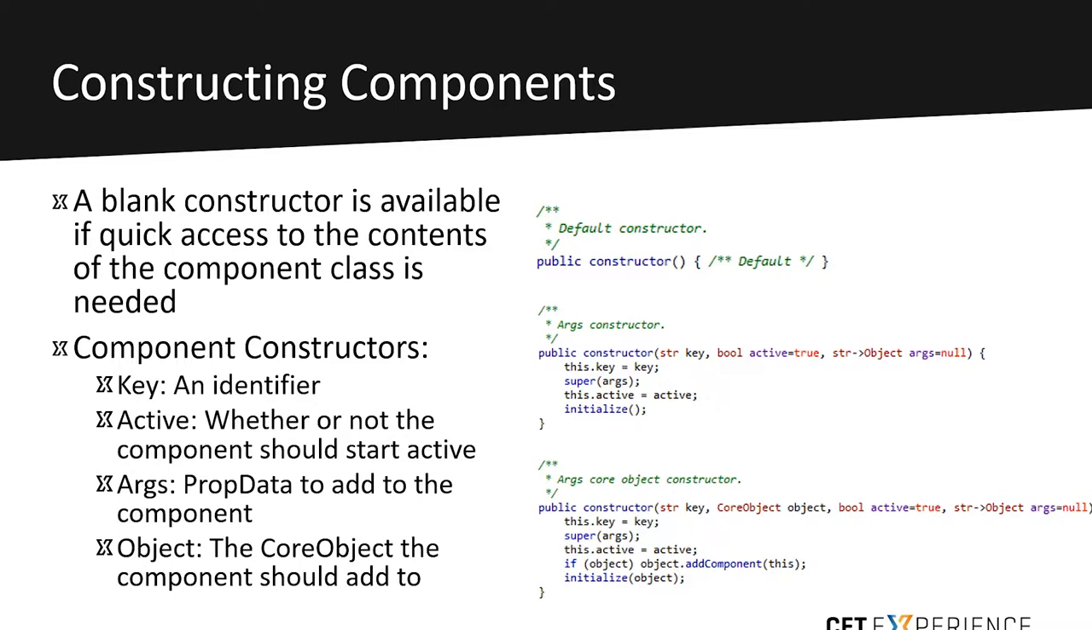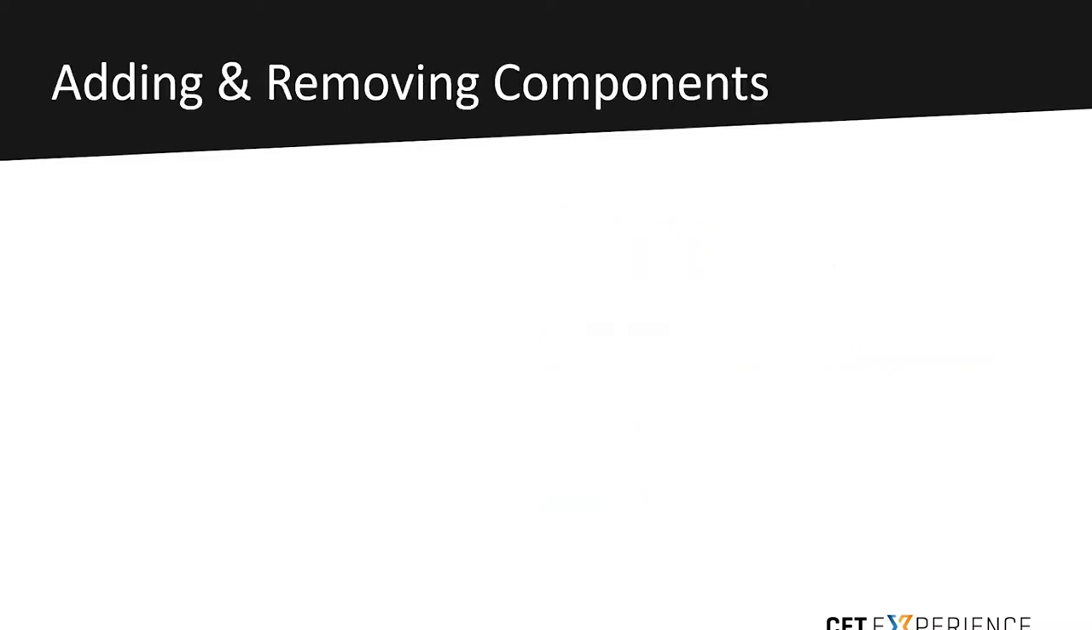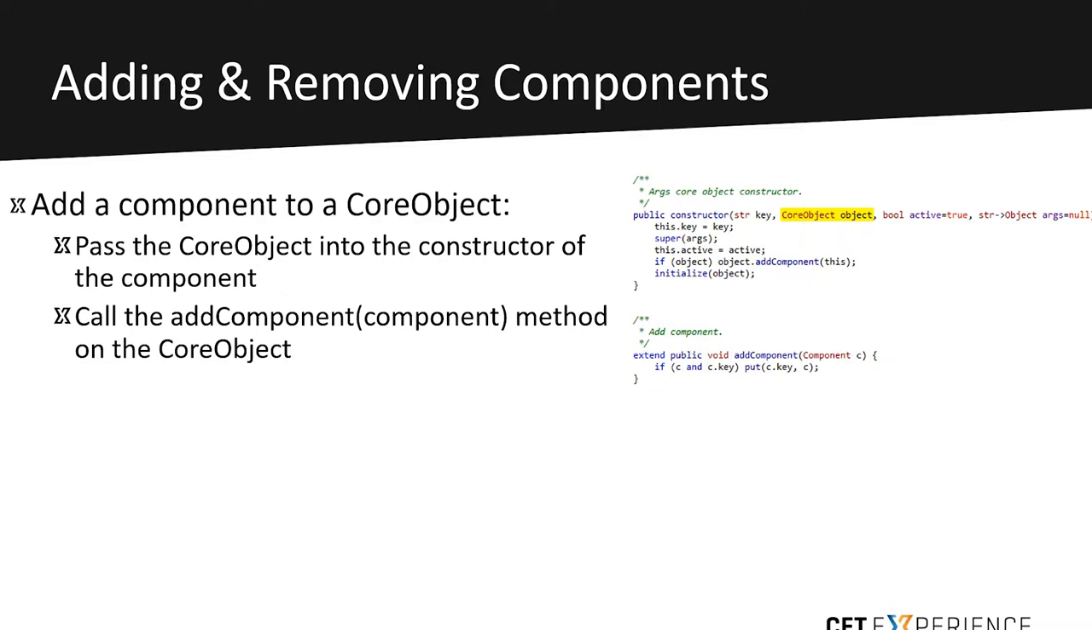So with that, there are two different ways to add a component. The first way, as I just said, is to pass the core object into the constructor of the component, which will add it. Or if you don't want to do that right off the bat and you want to do that later, there is an add component method where all you have to do is pass in the component as an argument and then it should add it to the core object.